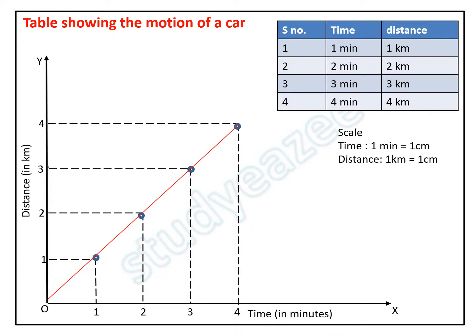We'll choose a suitable scale to represent the distance and the time on the graph. Here the scale for the time is 1 minute is equal to 1 centimeter, and for the distance the scale is 1 kilometer is equal to 1 centimeter. We will plot the points corresponding to each value on both the axes for time and distance covered. On joining all the points, we obtain a straight line indicating the car has moved at uniform speed.